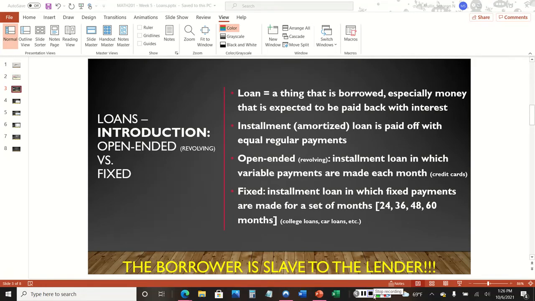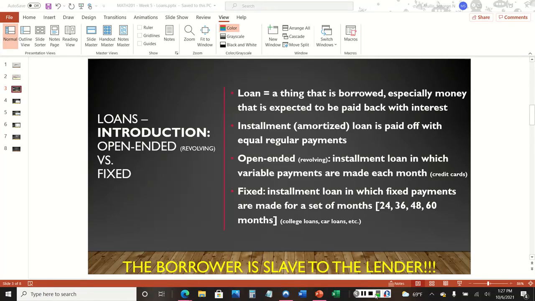An installment loan is a loan that is paid back with equal regular payments. It's amortized, and we'll talk about how to amortize loans and how that affects the payments. There are 2 different types of loans that we're going to discuss today. We're going to discuss the open-ended loan or the revolving loan and the fixed installment loan. The open-ended loan or the revolving loan is a loan in which variable payments are made each month.